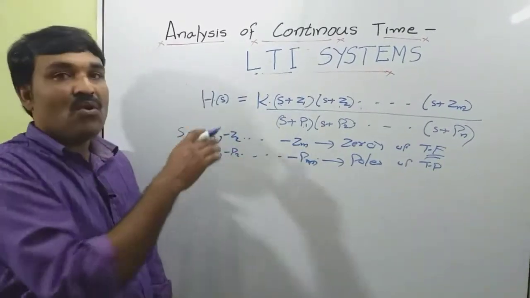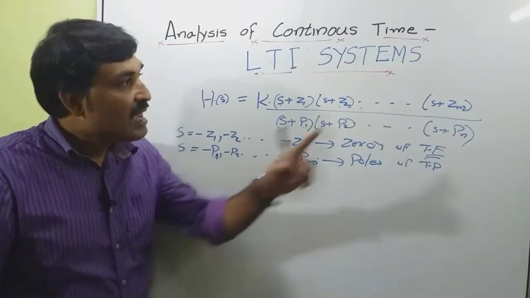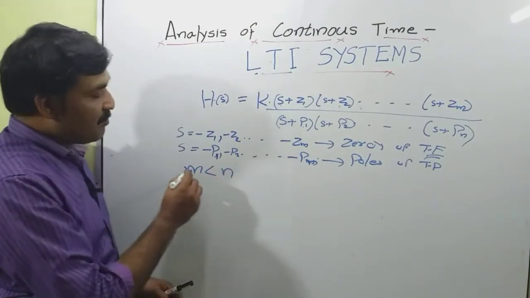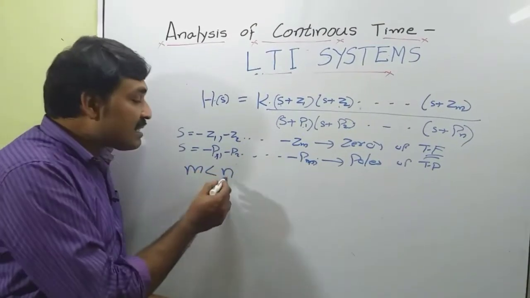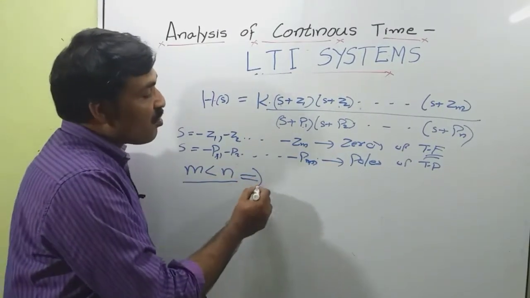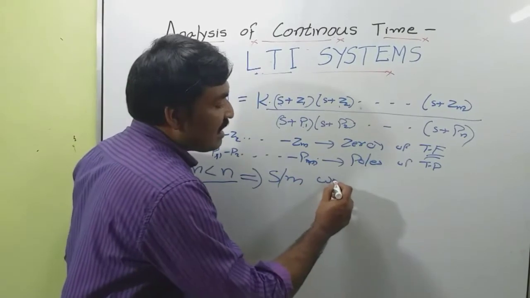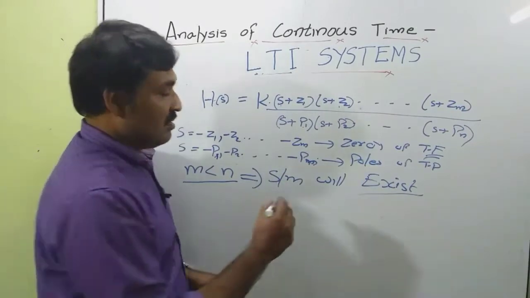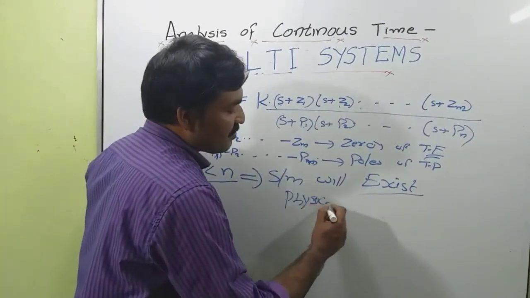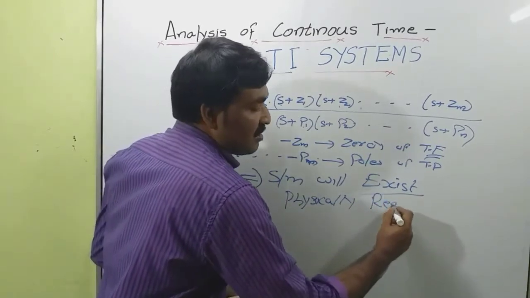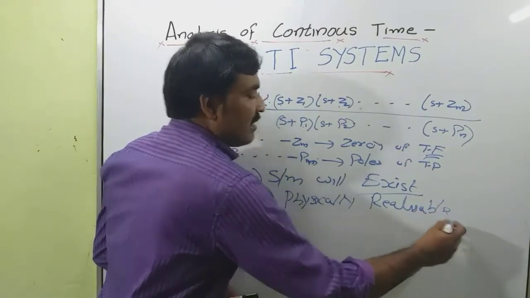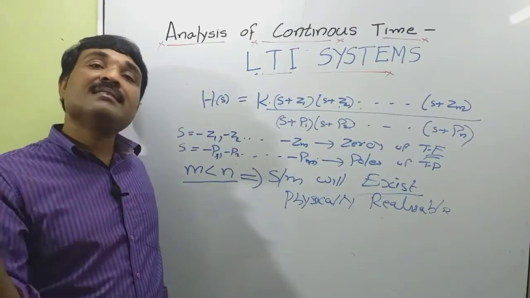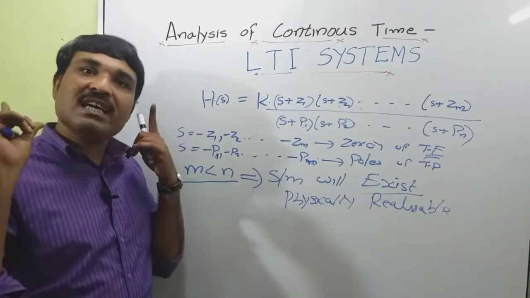For the system to physically exist, that is, for physical realizability of the system, m should be less than n. M means the number of zeros should be less than the number of poles. Then only the system will exist. Exist means the system is physically realizable. If m is greater than n, that is, the number of zeros is greater than the number of poles, then the system does not exist. That is not physically realizable.